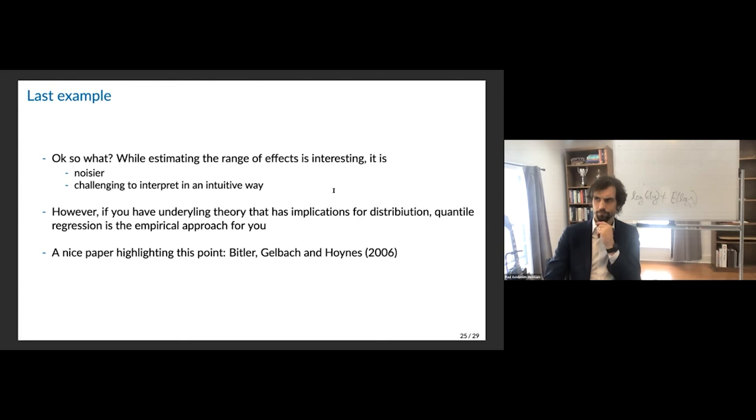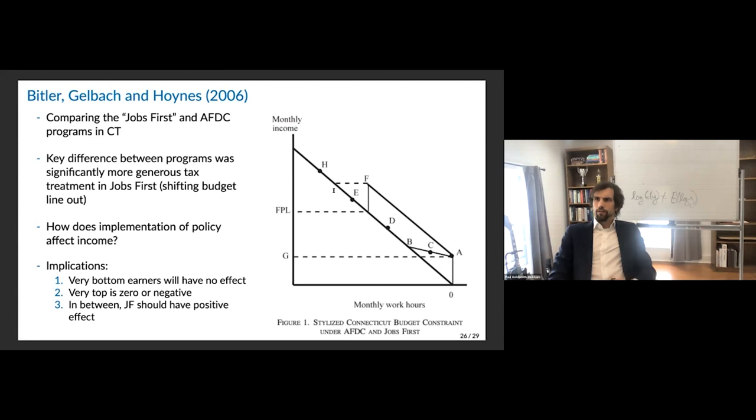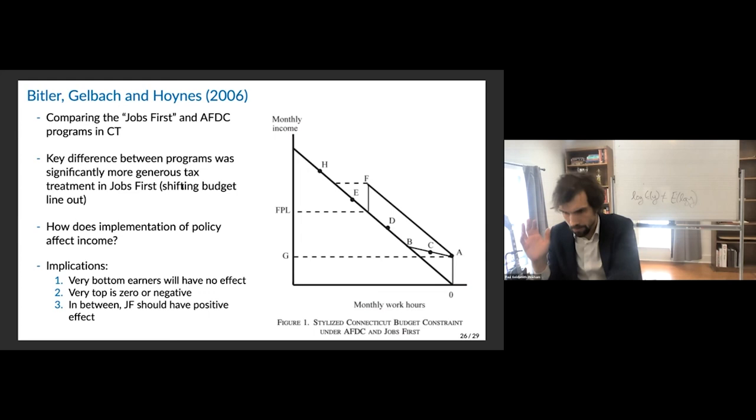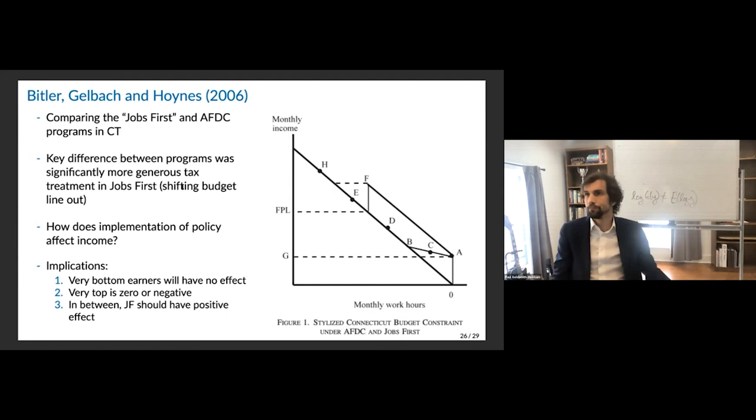In this paper, in the AER in 2006, they are comparing two programs. I'll be honest, I don't actually know if Ilse is here. She might know these things better than me, so I'm not going to misspeak. But there was a big shift in the subsidies, basically changing welfare programs in the 90s. There was a lot of interest in evaluating them, and one of the big things the shifts were trying to do was encourage an increase in labor supply, so have things that induced more labor supplied.